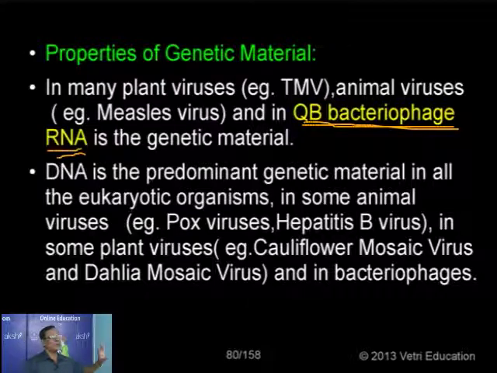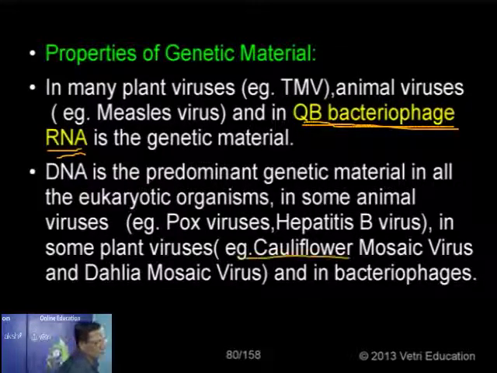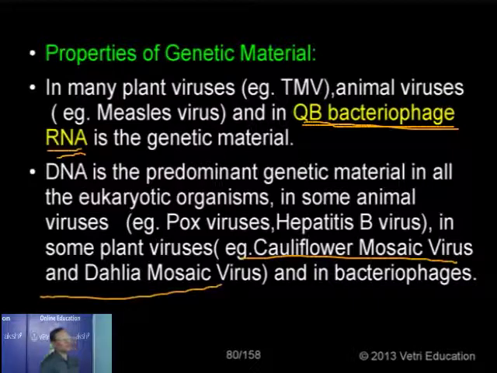So number one, what is the genetic nature? It may be RNA, for example, plant viruses, animal viruses, and then Qβ bacteriophage. Or it may be in the form of DNA. DNA is the genetic material in almost all the eukaryotic organisms, all bacteriophages, some animal viruses like pox viruses, and a few plant viruses like cauliflower mosaic virus and also Dahlia mosaic virus. In these two cases, we have DNA as a genetic material, an exception when compared to other plant viruses.